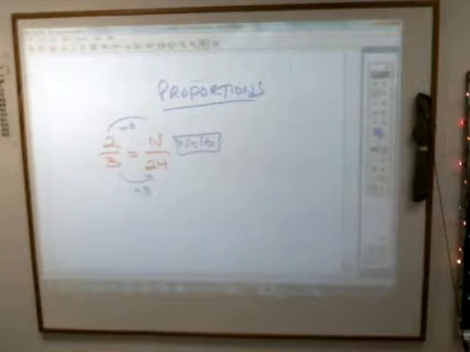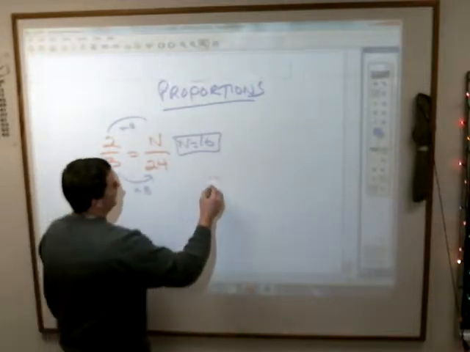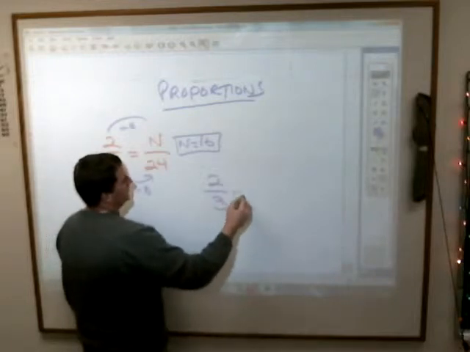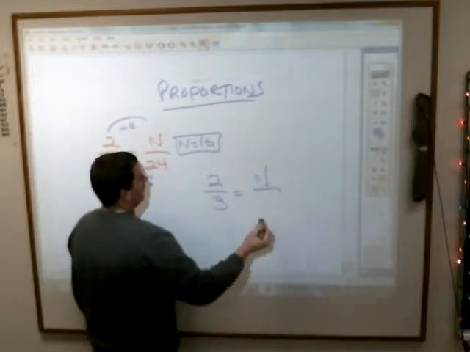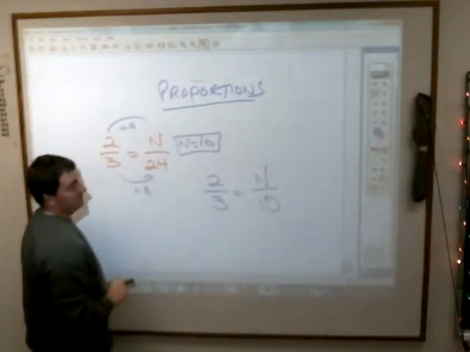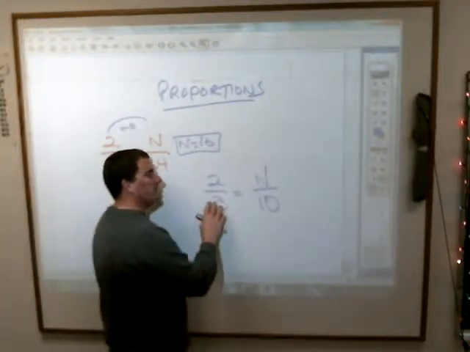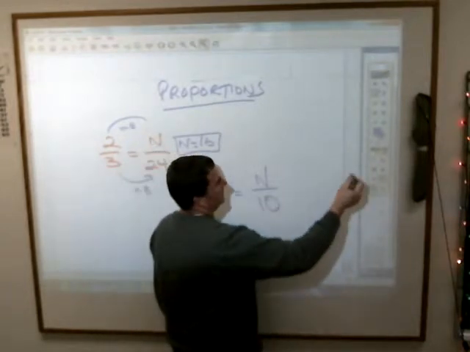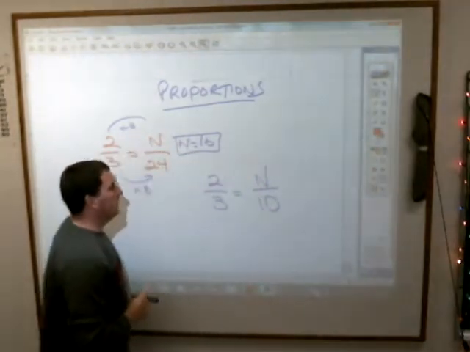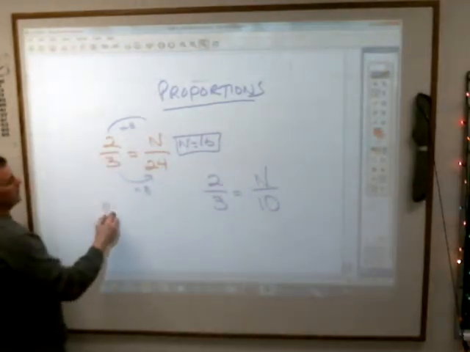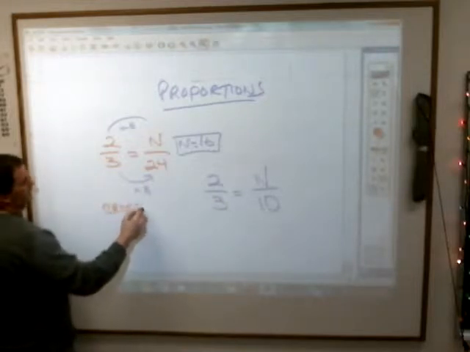Well, that doesn't always happen. Sometimes you get something that looks like this. What if it's 2/3 equals what number over 10? You can't just make them the same fraction. When you come across something like this where you can't go 3 times what is 10, you have to do what we call in math cross products.